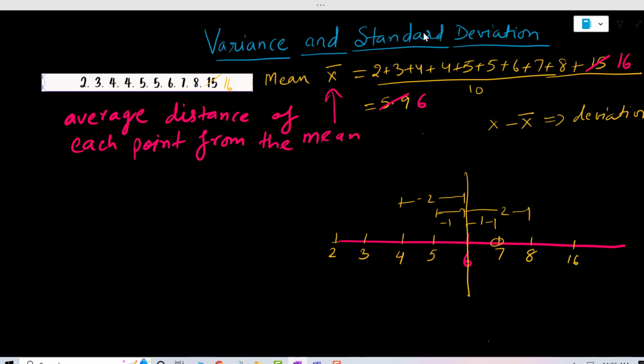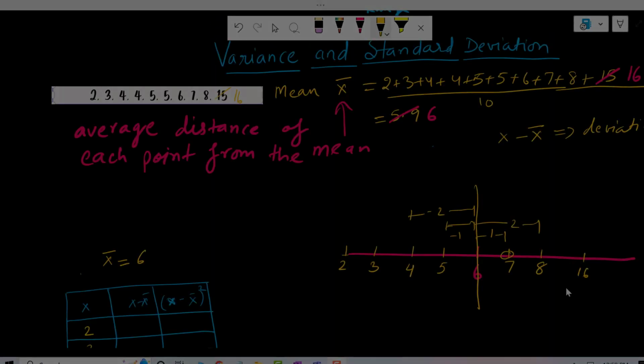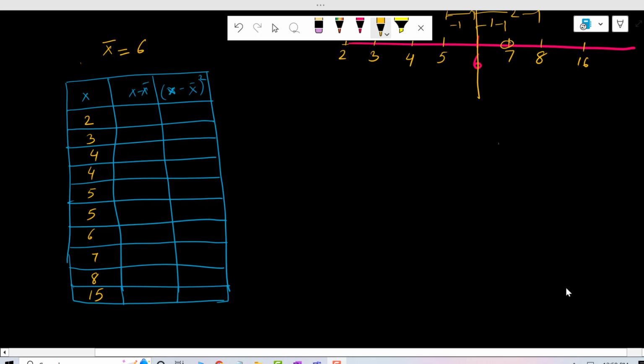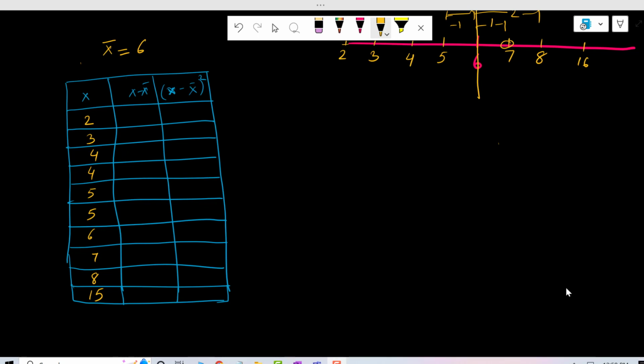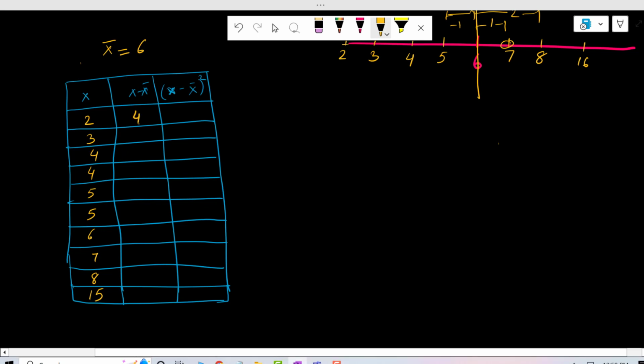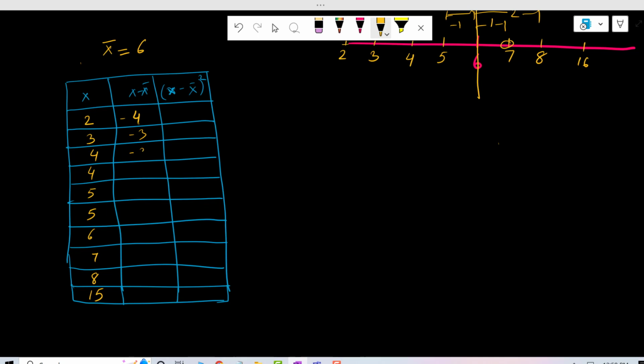So let's first make a table and jot down the value of deviations for each point. We know that the mean here is 6. So let's quickly jot down the differences. Minus 4, minus 3, minus 2, minus 1, 0, 1, 2. Okay, these are the differences, and we can do the square.